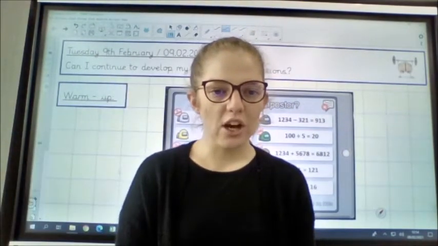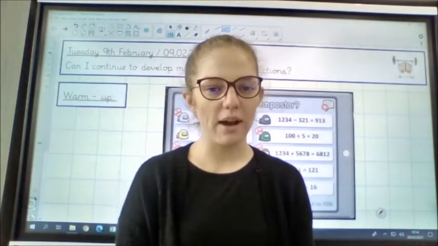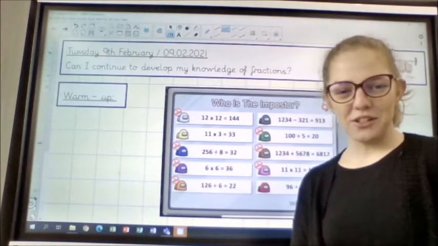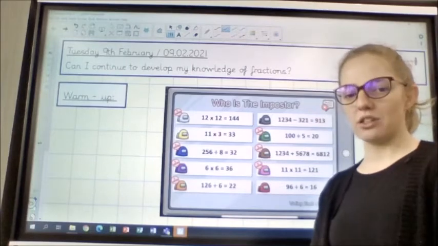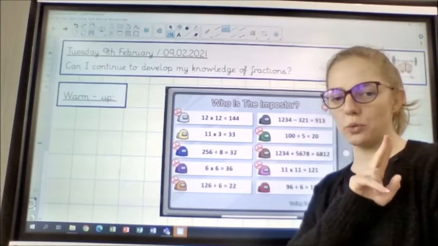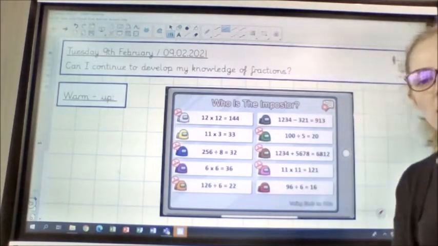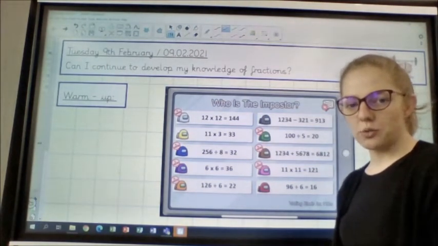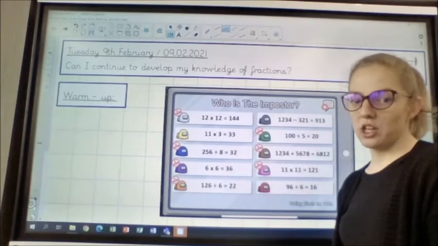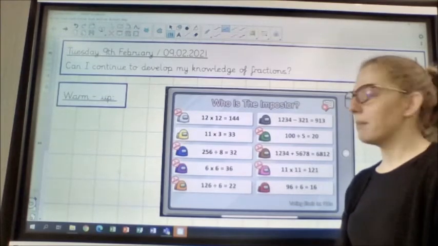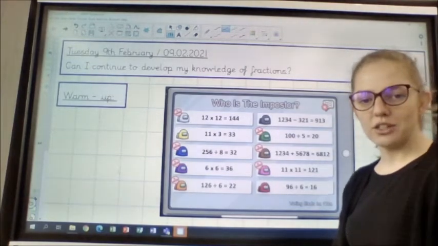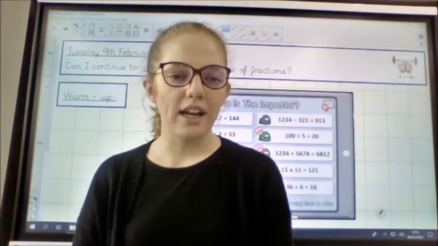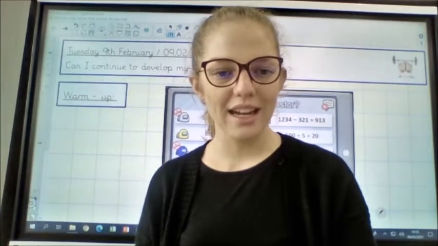Today we are looking at page 22, fractions and decimals. Before we start, I just want you to have a little go at this warm up behind me. I want you to figure out who is the imposter. I have two imposters on my board. Check which two people are my imposters, and the first person to send the two correct answers in will get a marvellous me shout out, okay?